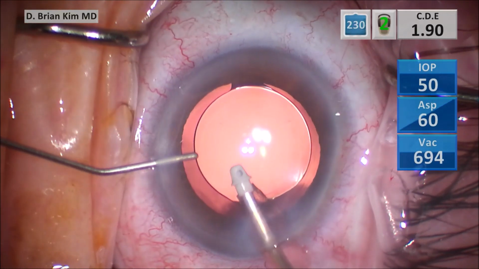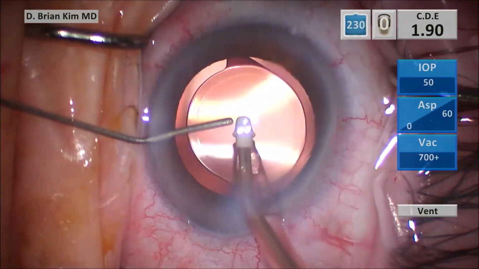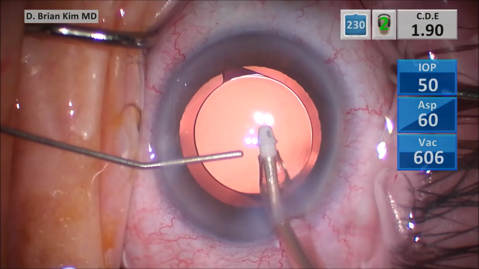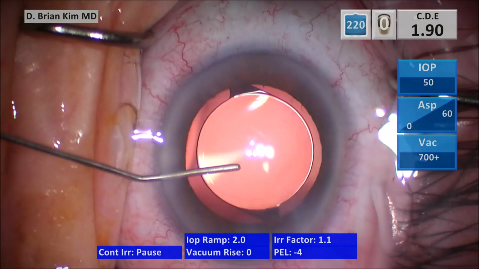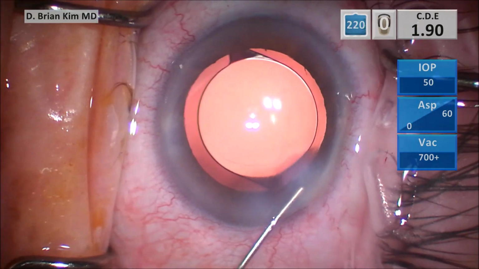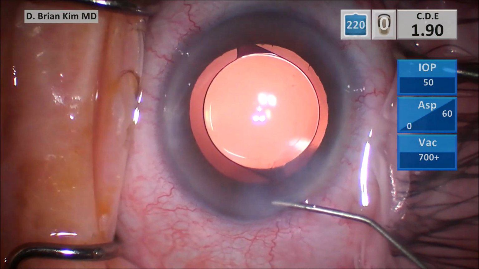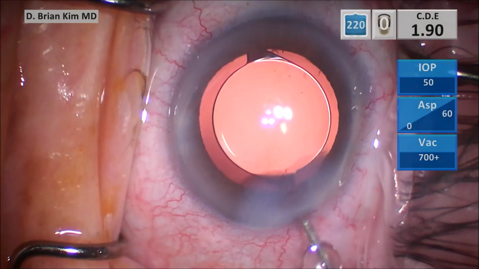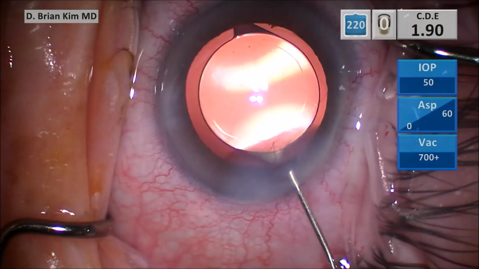So by placing the iStent inject W far apart, you can see here I'm able to hit about 3 to 4 clock hours of blanching of the conjunctiva here while we're irrigating the eye with BSS.